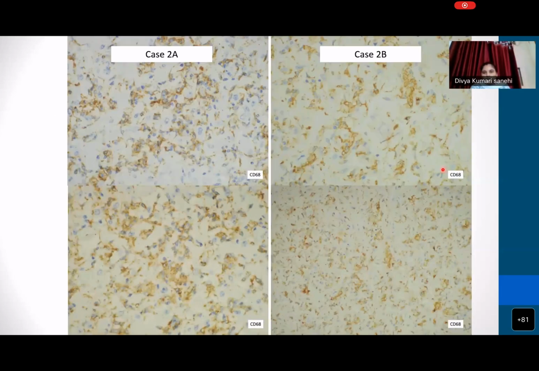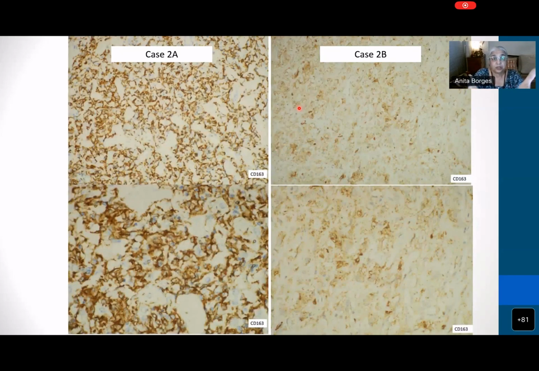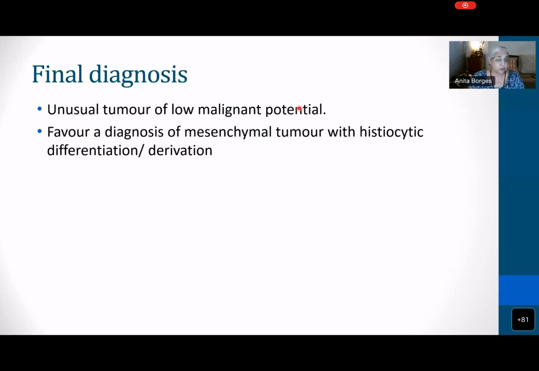Okay, so now we go and find out, is there any other macrophage marker that is being expressed? And what are these markers? CD68. Can you see this now? They have marked all those cells which were marking in CD31. You can see now CD163, which is another marker of histiocytes, has marked this particular thing. And so the final diagnosis, which we thought was some unusual tumor of low malignant potential, had histiocytic differentiation and derivation.